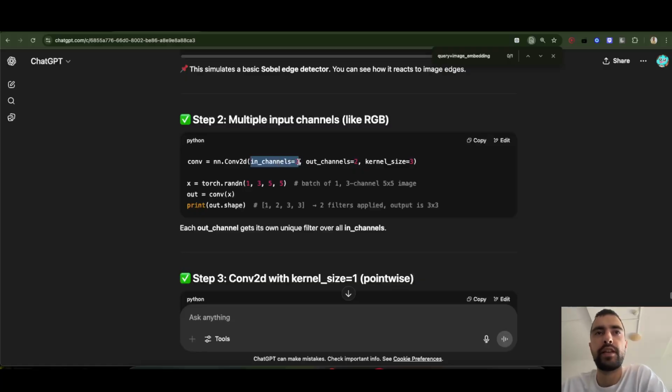We have 3 input channels, red, green, blue. Output channels is 2, so 2 kernels. Kernel size is 3 times 3. So it's a batch of 1, 3 channel 5x5 image. And then we pass that through this conv. So output shape will be 2 filters, so 1 batch, 2 filters, and 3 times 3.